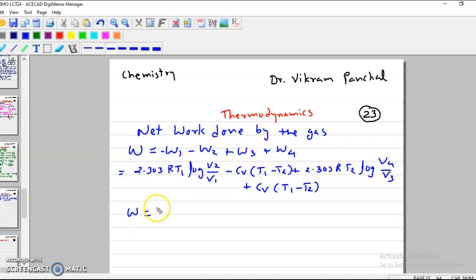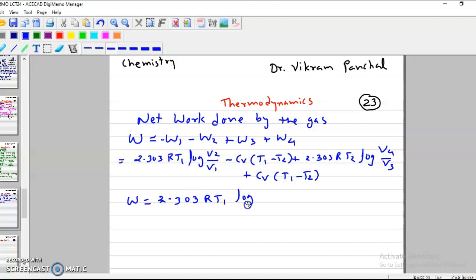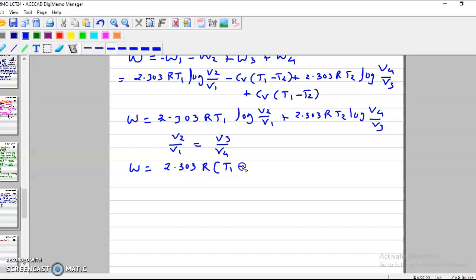So W is equal to 2.303 RT1 log V2 upon V1 plus 2.303 RT2 log V4 upon V3. Since V2 upon V1 is equal to V3 upon V4, therefore we can write here that W is equal to 2.303 R (T1 minus T2) log V2 upon V1. So here you can see Q is equal to W. So thus we can say that Q is equal to W, and this is for a cyclic process.